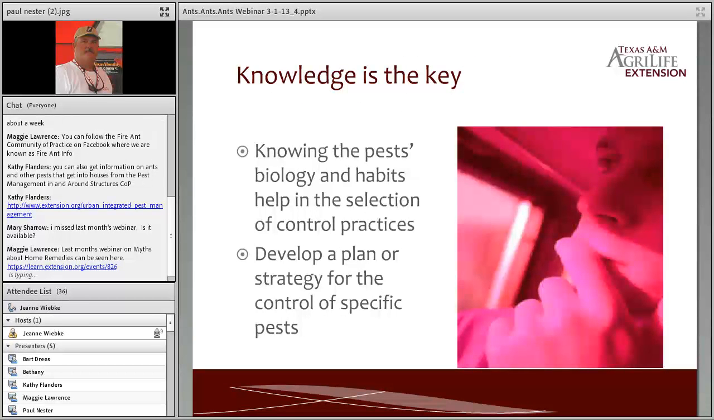We're starting off with knowledge. Knowledge is extremely important. I already mentioned the life cycle, where we want to focus our intents for ant management, and then we want to develop a plan or strategy for that. So knowledge is very important when we talk about integrated pest management. It's knowing your pest, knowing its habits, and knowing what you can do to help minimize their effect on you.